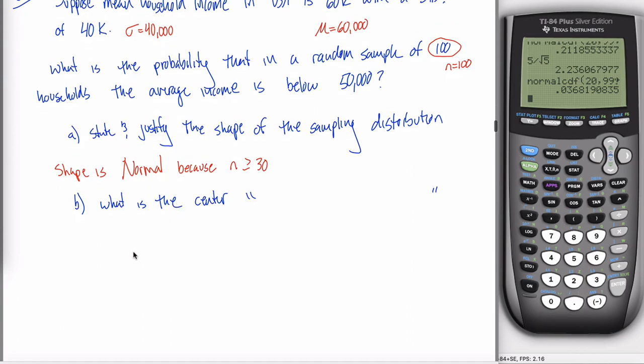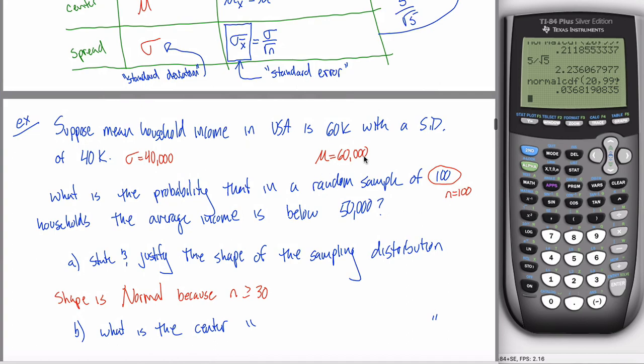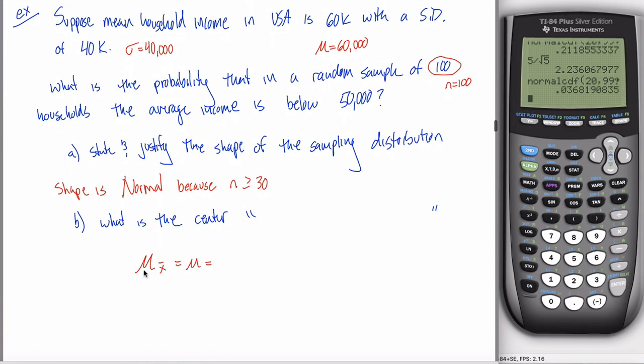The point is, the symbol that you use for the center of the sampling distribution is not mu. It's mu with the little x bar in the subscript, mu sub x bar. And there's a formula for mu sub x bar. It's a really easy formula. It's just equal to mu. And mu will always be given to you in these problems. Always, 100% of the time. So mu sub x bar is the center, and it's equal to 60,000 because it's always just the same as mu.